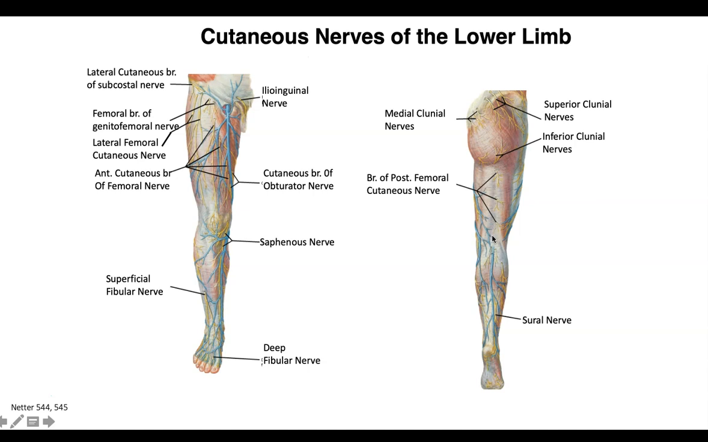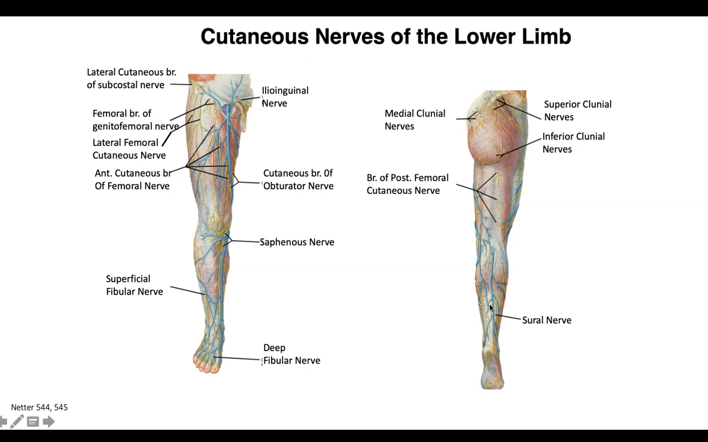Unlike the other cutaneous nerves, it lies deep to the deep fascia, but you can see here its terminal branches piercing the deep fascia and entering into the superficial fascia. These terminal branches of the posterior femoral cutaneous nerve supply the skin over the posterior thigh and the popliteal fossa. On the posterior aspect of the leg, there is another important cutaneous nerve.